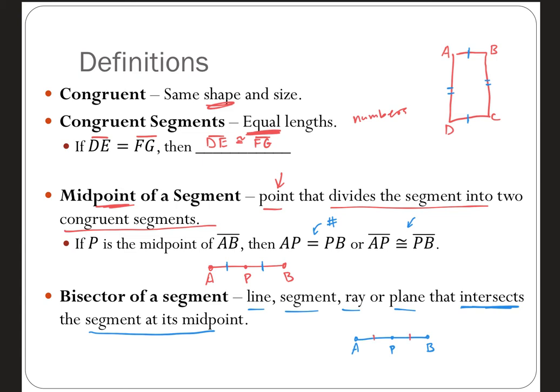A bisector would be something that intersects it down the middle. Okay, it intersects that point. So it could be a ray. It could be a ray that intersects it. I could continue that on, and now it's a line. I could say that I have this line right here, or this ray that intersects it. Okay? Anything that intersects the midpoint is a bisector.